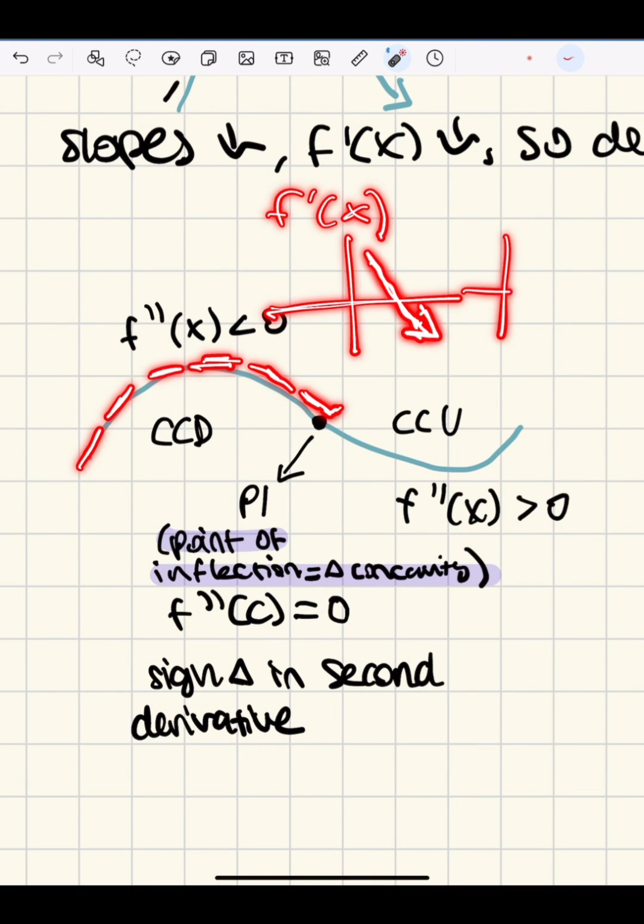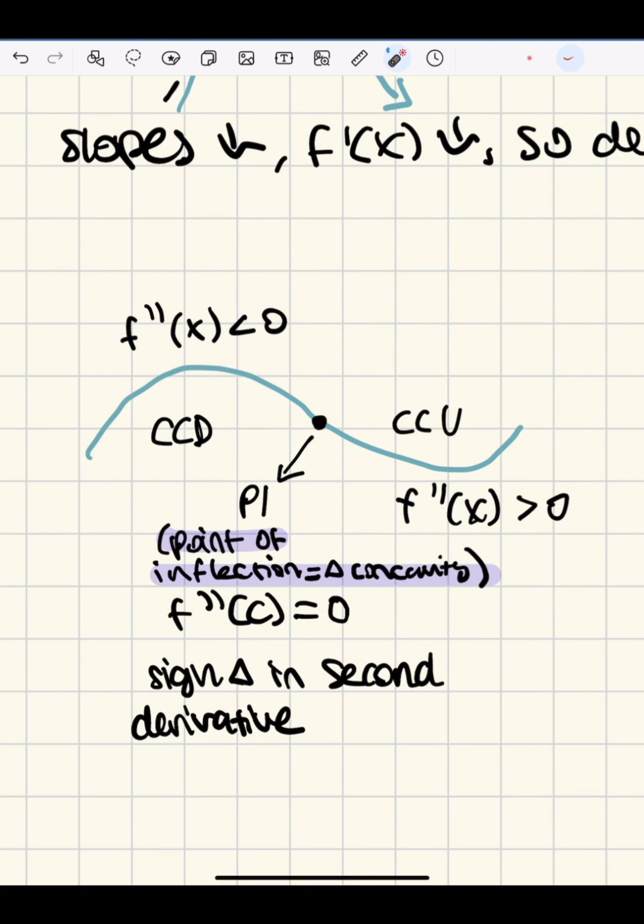But then we're like, okay, well, what's happening there? What's the slope of that? And then we're like, okay, it's literally negative the entire time. So this would be f double prime x is going to be negative the entire time. So that is a way to conceptually understand why it's negative, and the opposite for positive.